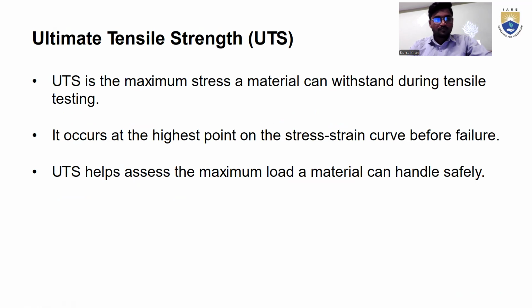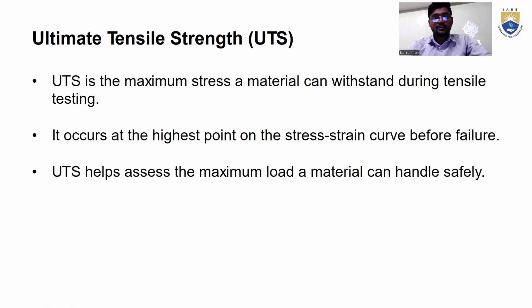And here we can see the ultimate tensile strength, UTS. UTS is the maximum stress a material can withstand during tensile testing. UTS is nothing but the maximum strength. In the stress strain diagram, we can see the graphical curve, and there is one peak point. We call it the UTS because at that point it has maximum stress, and it occurs at the highest point on the stress strain curve before failure.